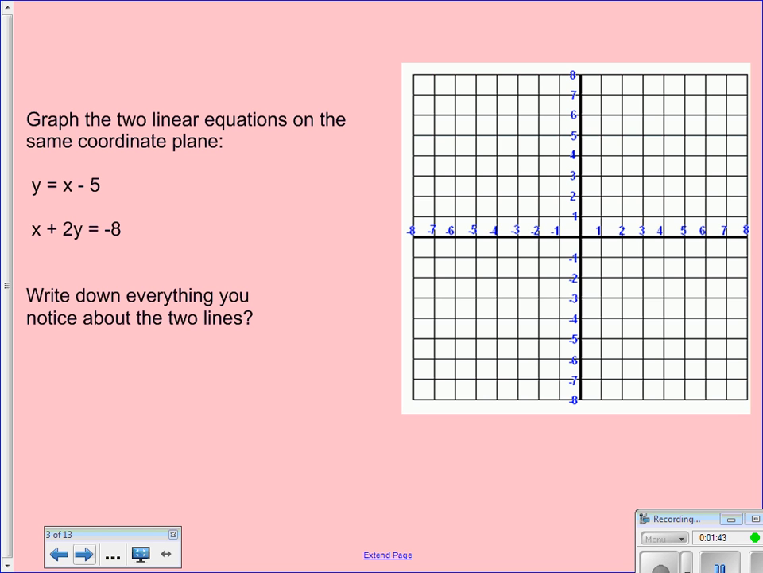So what I want you to do is I want you to graph this set right here. All right, so the first one's easy. It's already in slope-intercept form. This one right here, I'm going to have you put into slope-intercept form. Then I want you to graph those two lines. And again, write down things that you notice. Once you're done, go ahead and move on with the video.